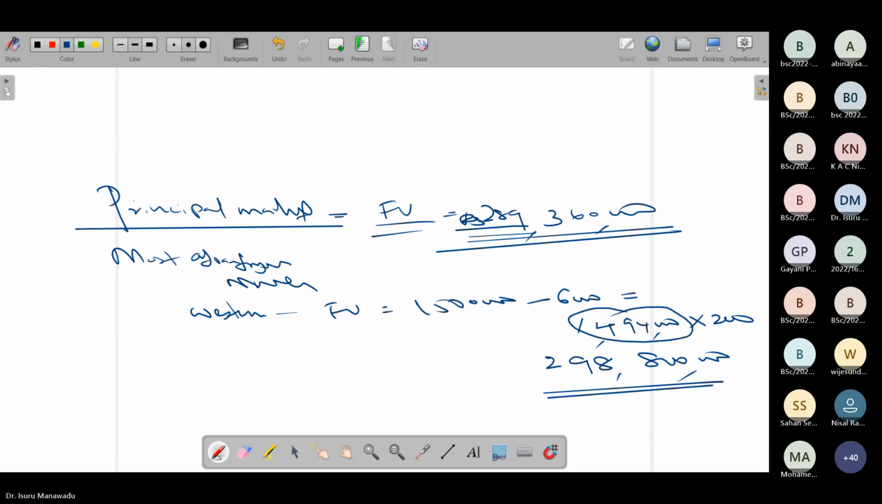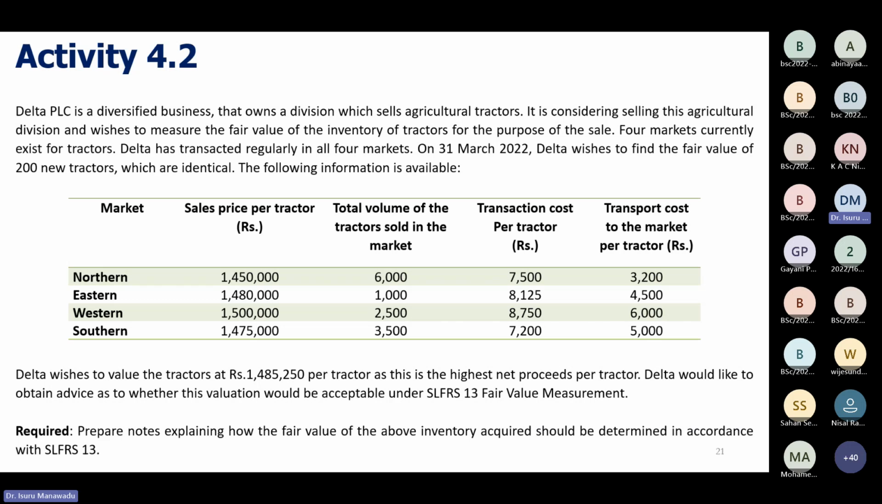Now what is he saying? Delta wishes to value the tractor at 1,485,250 per tractor as this is the highest net proceed per tractor. You cannot take it like that. That's wrong. Delta would like to obtain advice as to whether this valuation would be acceptable under SLFRS 13 fair value measurements. Now you can understand this is not acceptable.